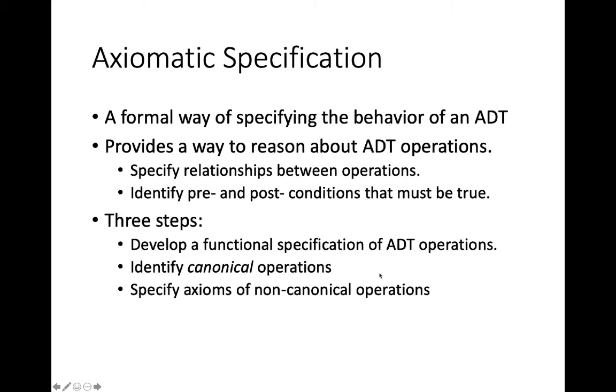So an axiomatic specification is a formal way of specifying the behavior of an ADT. And it essentially provides a way of reasoning about the operations on that data type and specifying relationships between those operations in order to then be able to understand that data type and test an implementation against those properties that we were able to derive through this axiomatic specification.